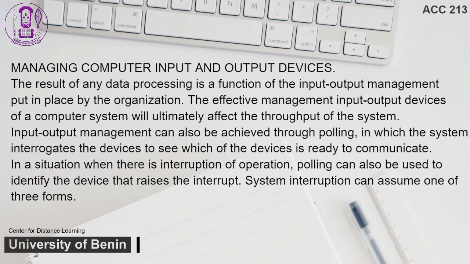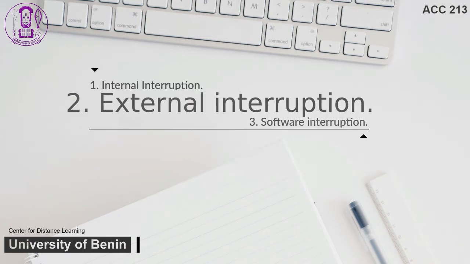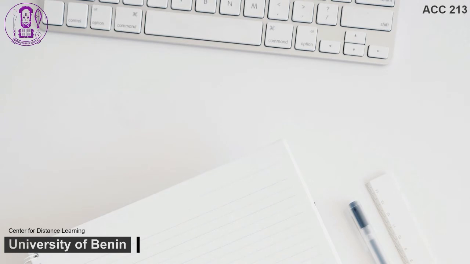In a situation when there is interruption of operation, polling can also be used to identify the device that raises the interrupt. System interruption can assume one of three forms. 1. Internal interruption. 2. External interruption. 3. Software interruption.